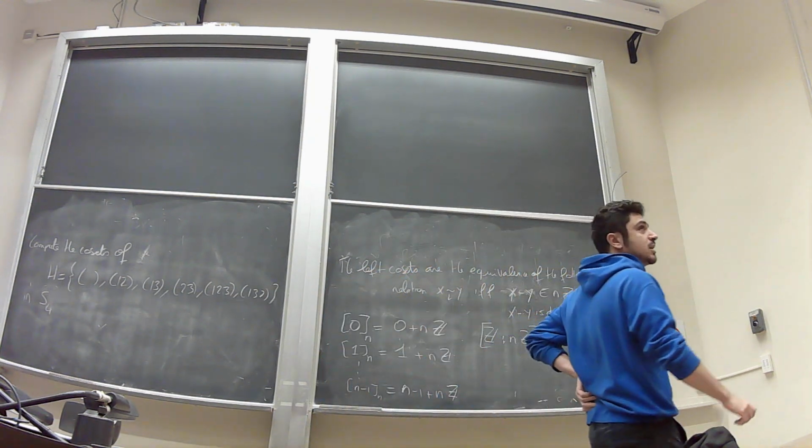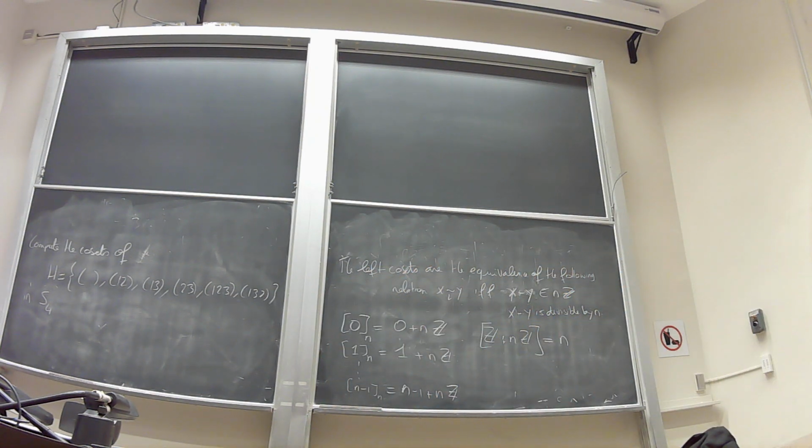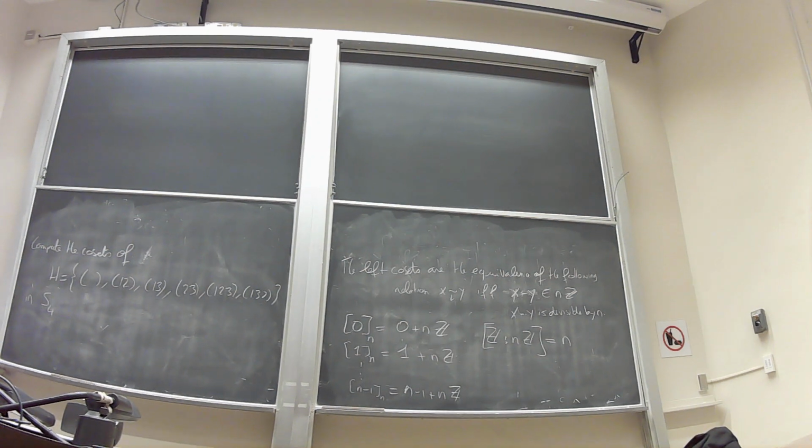Now, first I need to check that H is indeed a subgroup. How do I do that? Can you spot this quickly? Why is H a subgroup? H is a subset of S4, right? We agree that H is a subset of S4. Now, why is it a subgroup of S4? Yes? Well, all its elements are in S4.